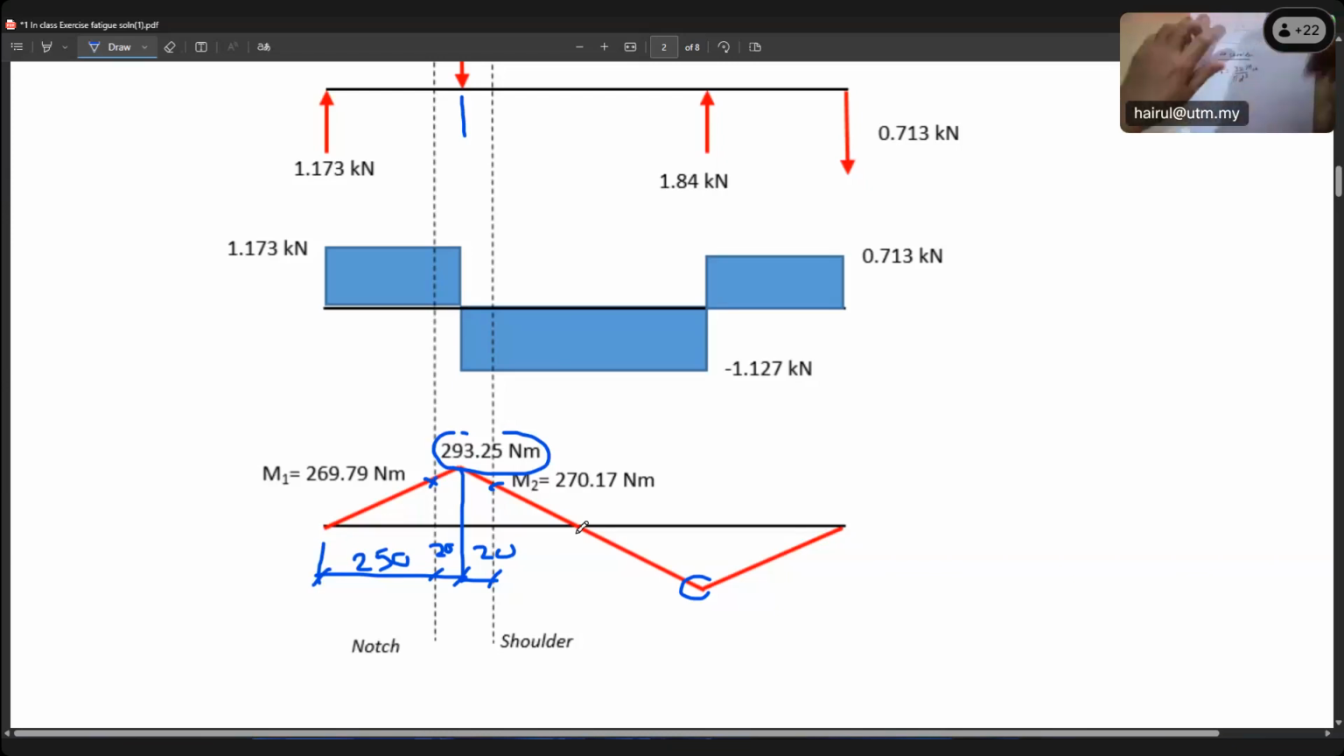So for this diameter, we have 32 times the moment at the shoulder, 270.17, times 10 to the power of 3 because this is Newton meter, converted to Newton millimeter, times 1000, right? Over pi times the diameter. Which diameter? The smaller diameter, 40 cubed. So this will be the value in megapascal.